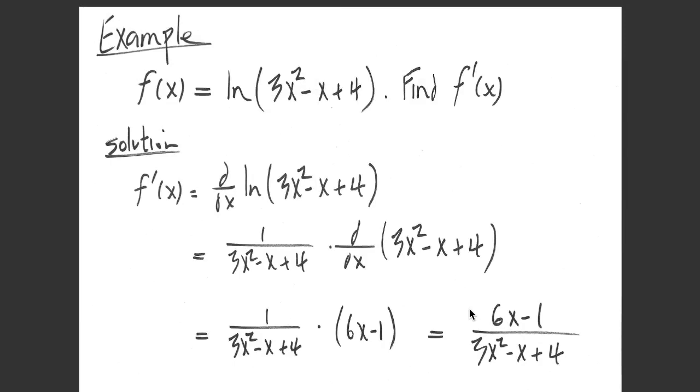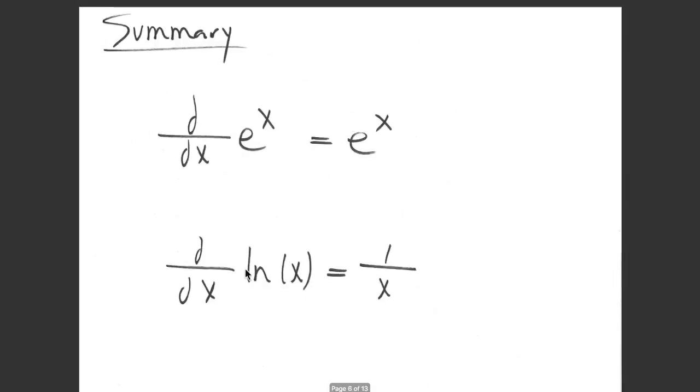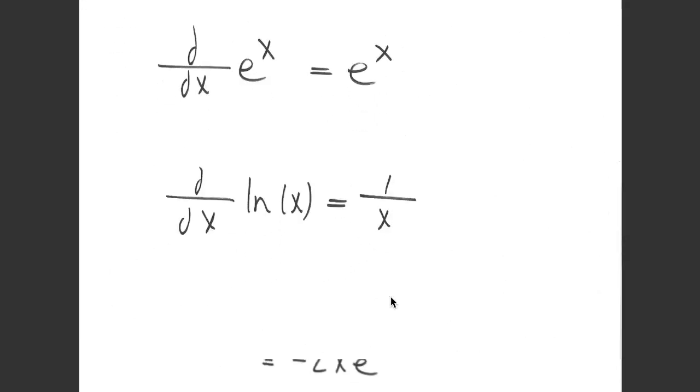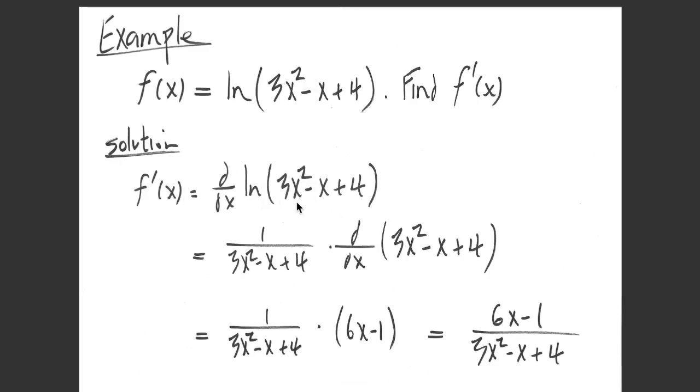Similarly, what if you had to take the derivative of something a little more complicated involving the natural log, like natural log of 3x squared minus x plus 4? Well, again, you want to use the basic rule, which is the derivative of natural log of something is 1 over that something, at least when the something's x. So the derivative of natural log of 3x squared minus x plus 4 is just 1 over that something. But the something wasn't just x, so I have to multiply by the derivative of that something by the chain rule. And so we get 1 over 3x squared minus x plus 4, and then times 6x minus 1, which I could just write as a single fraction this way.